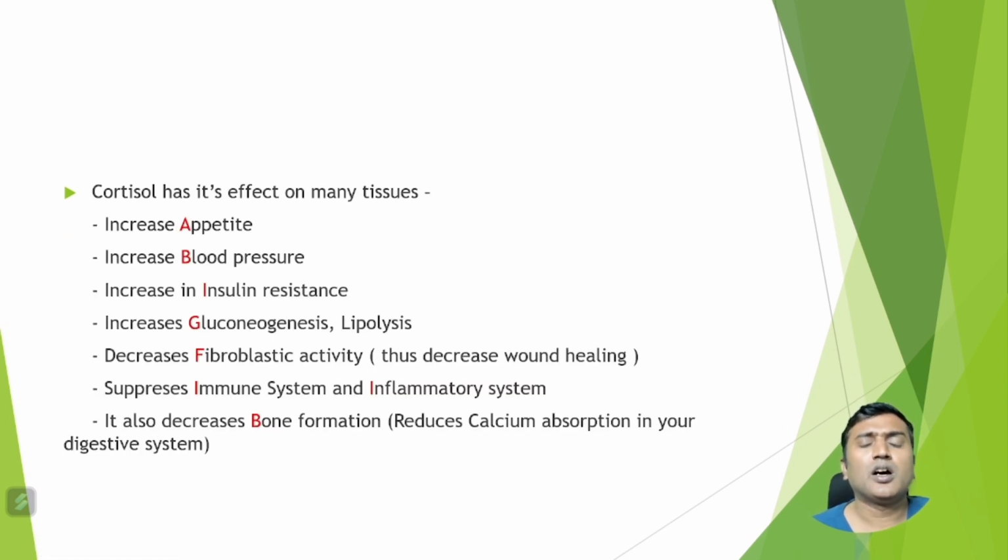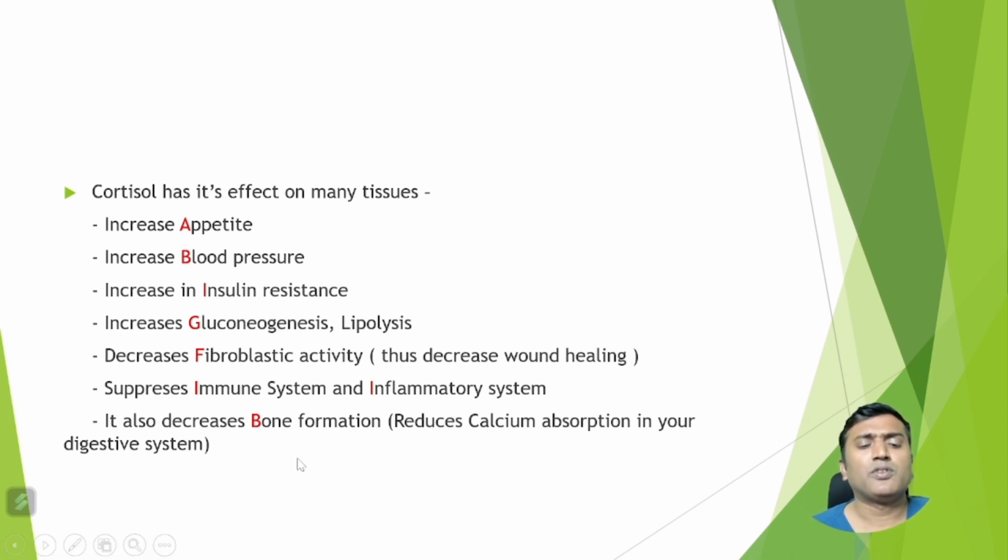Now we are going to see how cortisol has its effects on other tissues. Cortisol is going to increase the appetite, and it also increases blood pressure, insulin resistance, gluconeogenesis and lipolysis. And it also decreases fibroblastic activity and thus decreases wound healing. And it also suppresses the immune system and inflammatory system. Now it also decreases bone formation.